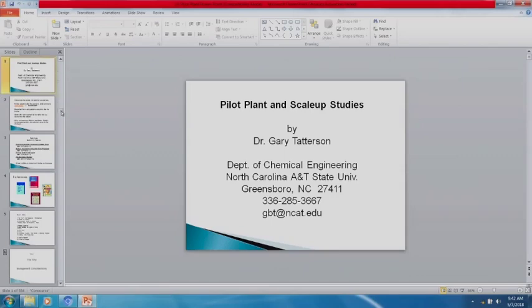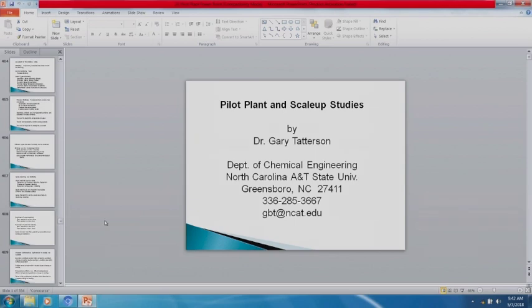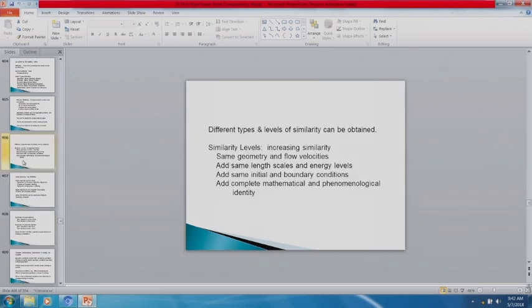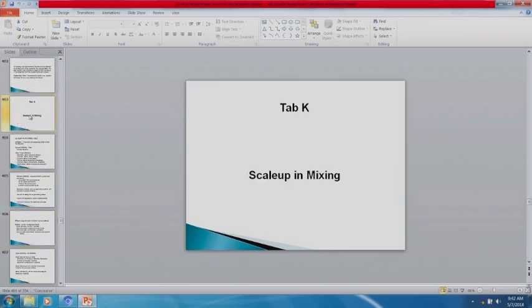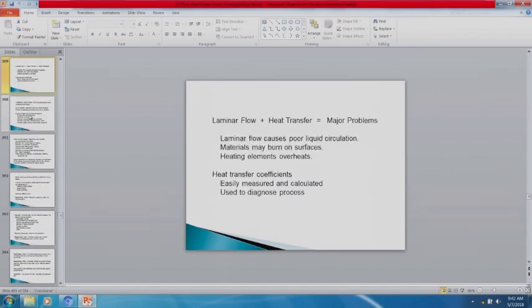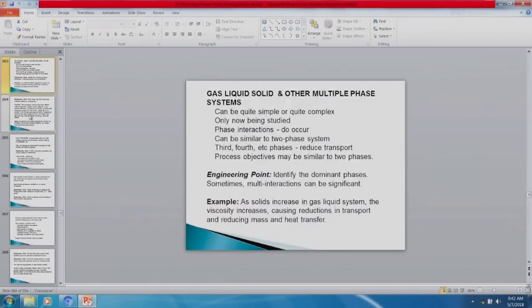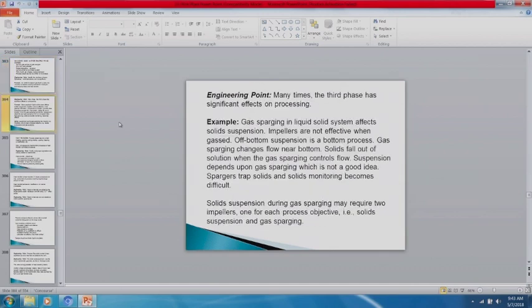Okay, ladies and gentlemen, I think we left off around heat transfer, basically. We're talking about multi-phase, and we were talking about primarily heat transfer. We were saying last time that three phases, usually the third and fourth phase, usually reduce transport. Sometimes multi-interactions can be significant. Anyway, let's go on to heat transfer a bit.